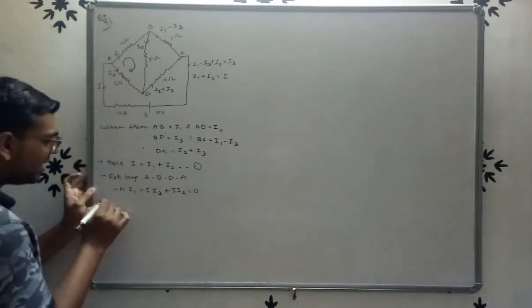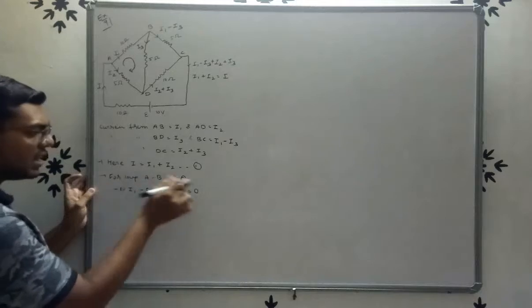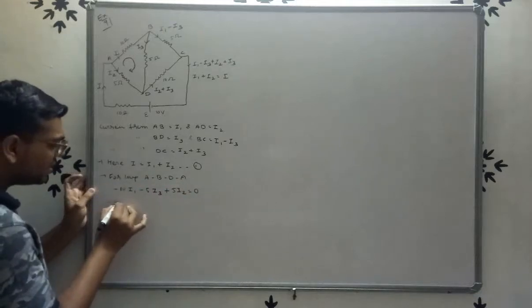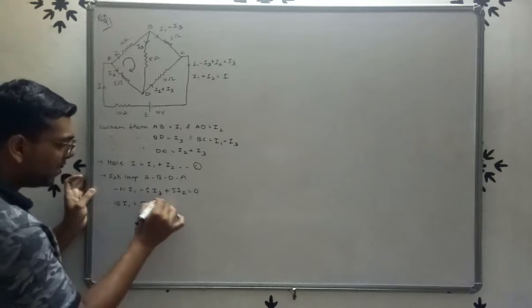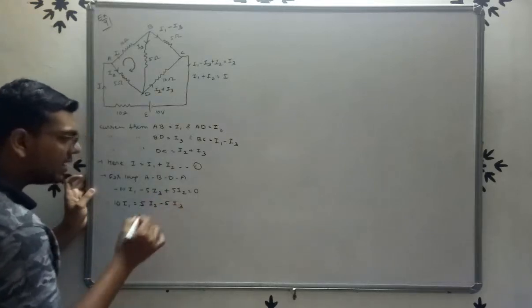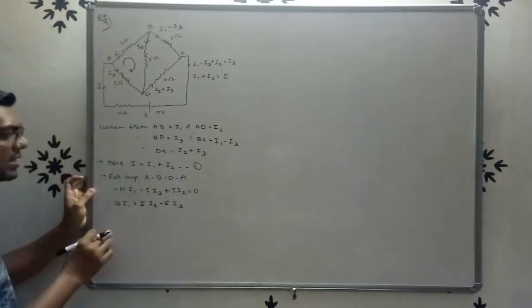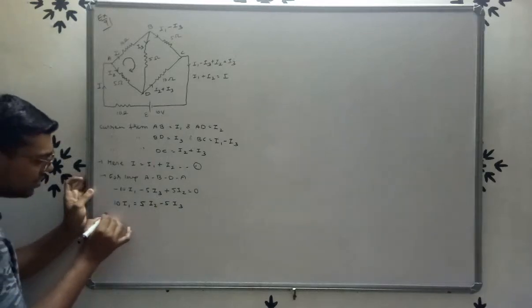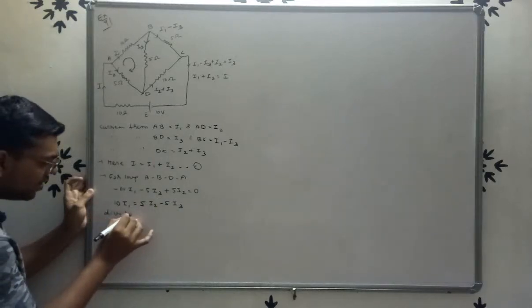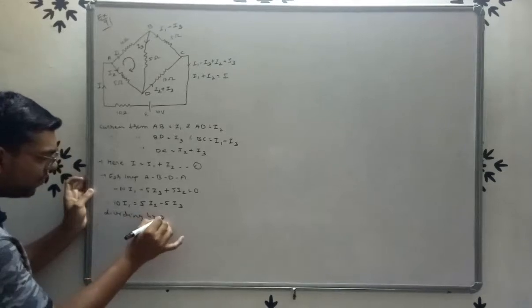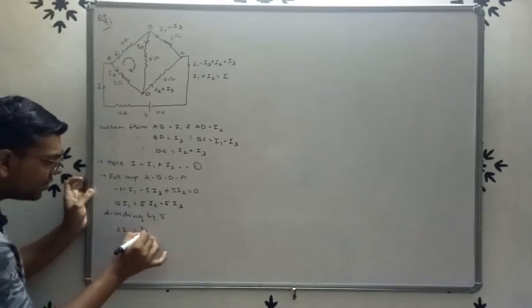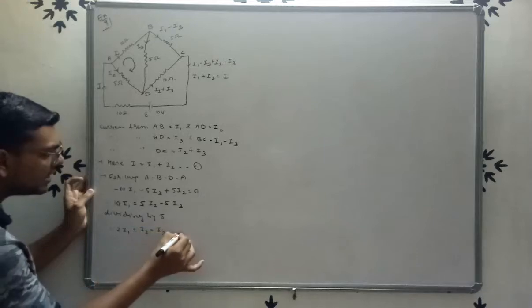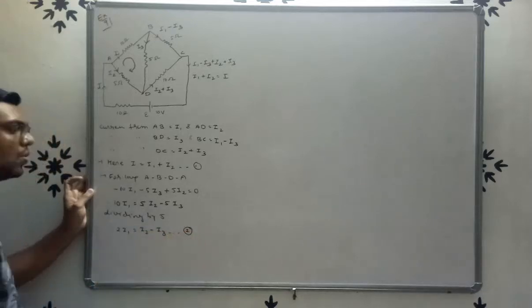So here we take 10I1 to the right hand side. So positive 10I1 is equal to 5I2 minus 5I3. Right? We divide this equation by 5. So dividing by 5, then we get 2I1 is equal to I2 minus I3. That is our equation number 2.